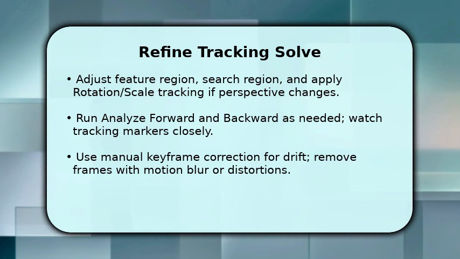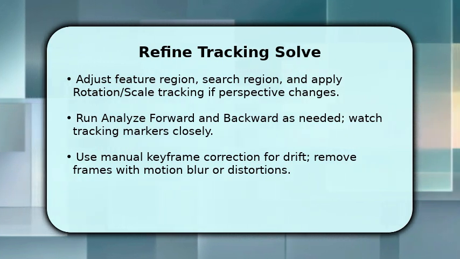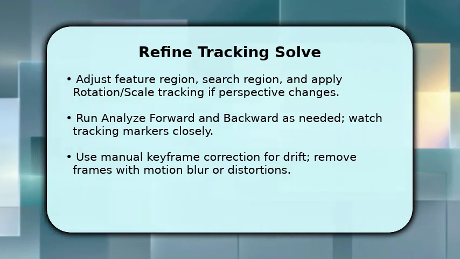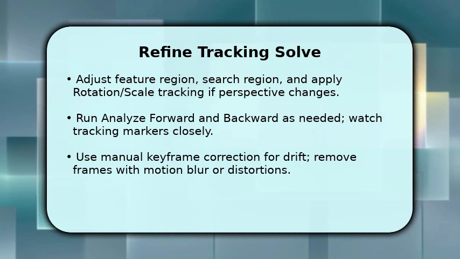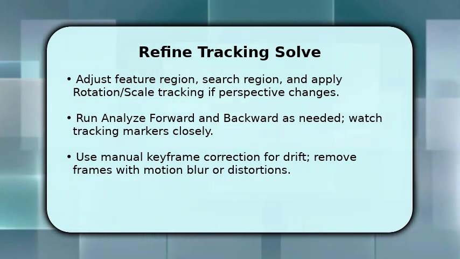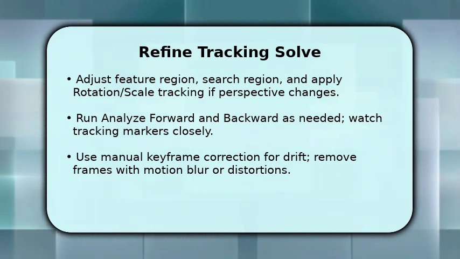Then enable rotation or scale if the target tilts or changes size. That models real-world perspective. Click Analyze Forward and pause to inspect markers every few seconds. If you see drift, stop and correct frames manually by nudging the feature box so the solver stays accurate.